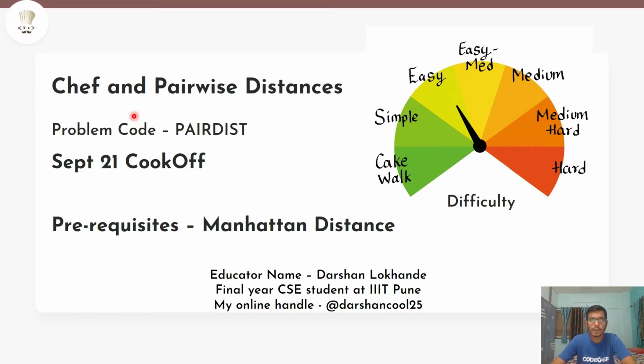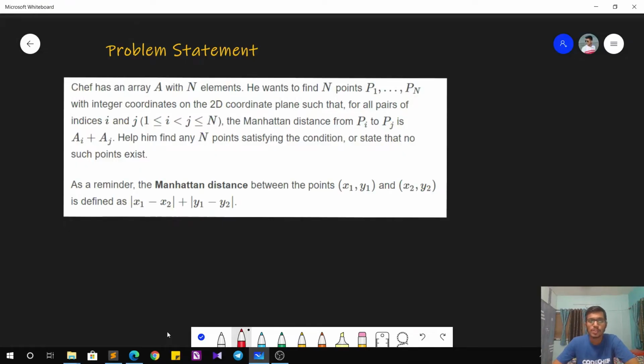The problem that we're going to discuss today is Chef and Pairwise Distances. The problem appeared in the September 21 Cook-Off and has a difficulty level of easy. The prerequisites to solve this problem include Manhattan distance. The problem statement goes as follows.